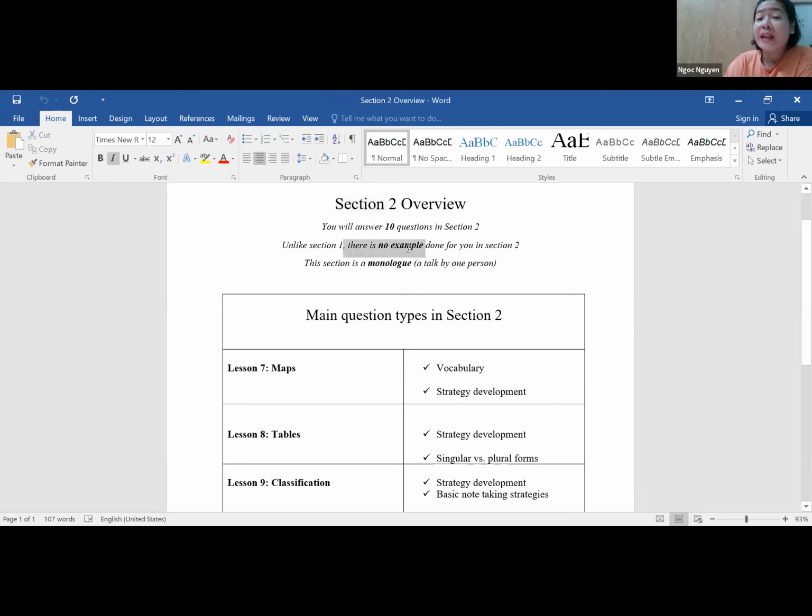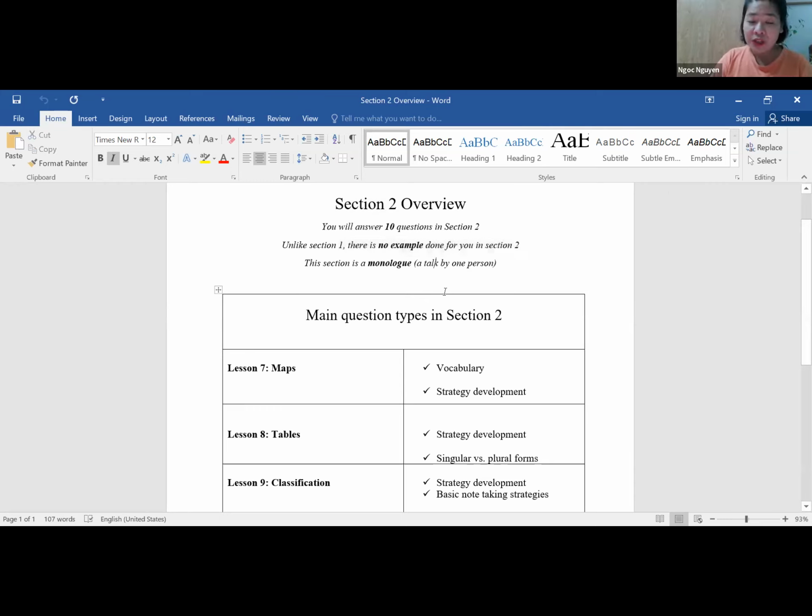And next, in the past, there was an example done for you in part 1. And part 1 was the only part where there was an example. However, in the new format, there is no example done for you in every part. So this piece of information is a little bit old-fashioned, outdated, because now in all parts there's no example, right?